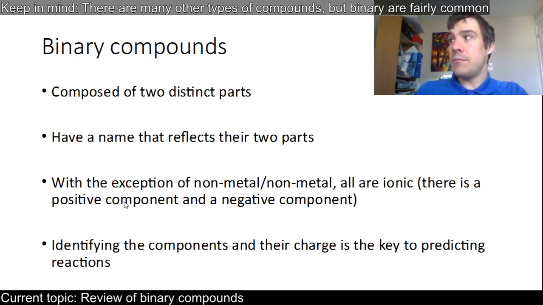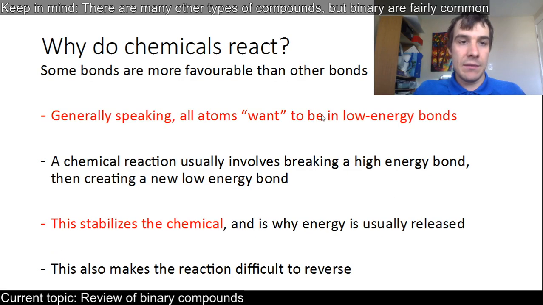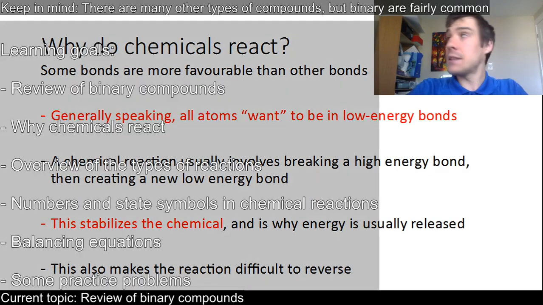Because of this, identifying these ionic charges and these components and being able to do the crisscross thing, predicting what the ratio is going to be, is key to predicting what kind of products we're going to get. So that was a quick review. We're going to move to the second section, which is why do chemicals react?